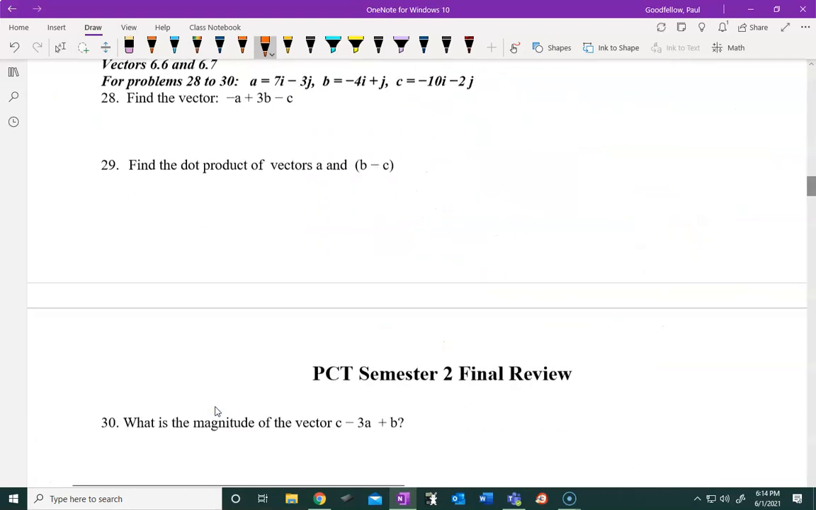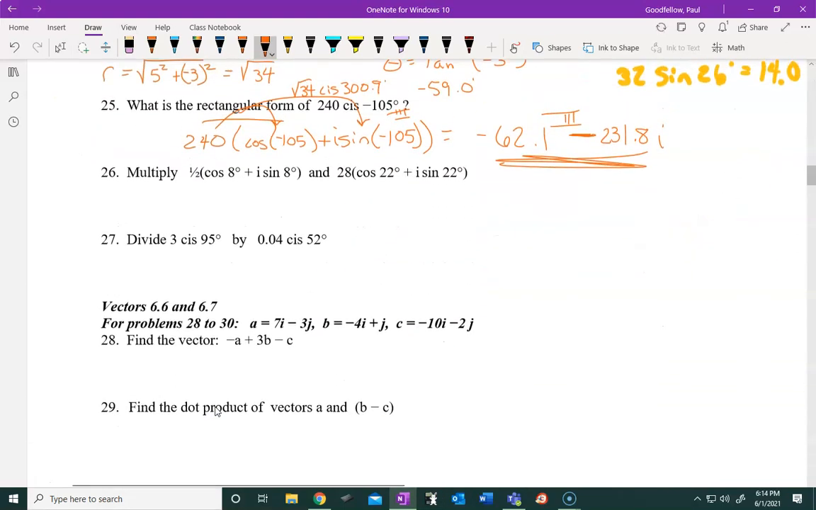Multiplying polar imaginaries is pretty straightforward. You end up multiplying the outsides, and you end up adding the angles. So this answer would be half of 28, which is 14, cis of 8 plus 22, which is 30 degrees. Pretty straightforward. Dividing them works pretty much the same way.